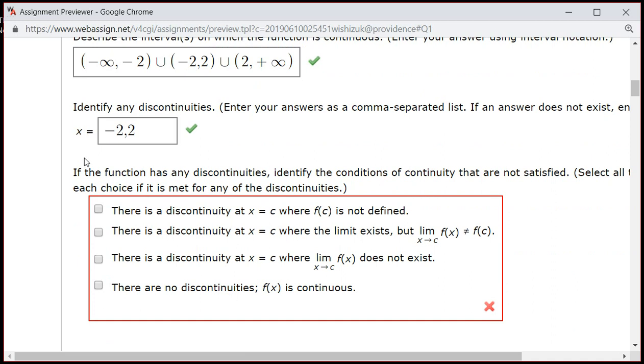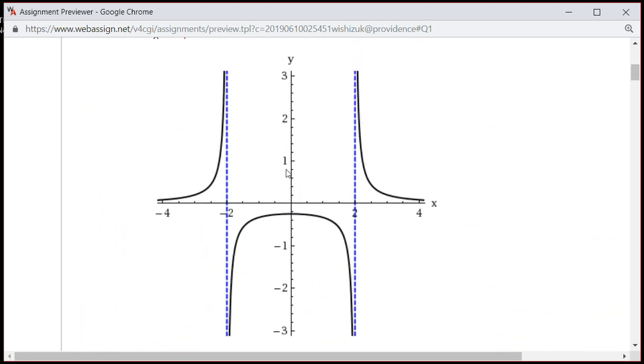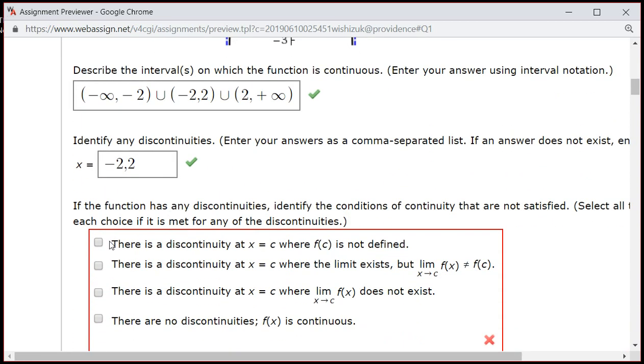If the function has any discontinuities, which we do, we have 2 of them, identify the conditions of continuity that are not satisfied. There is a discontinuity at c being +2 or -2, where f of c is not defined. Let's look at the picture. You can see that at -2 the function is undefined, and at +2 the function is undefined. So there is a discontinuity because the function is not defined.